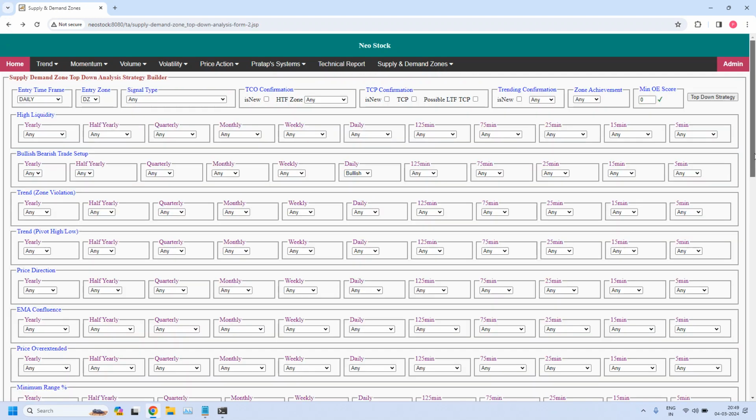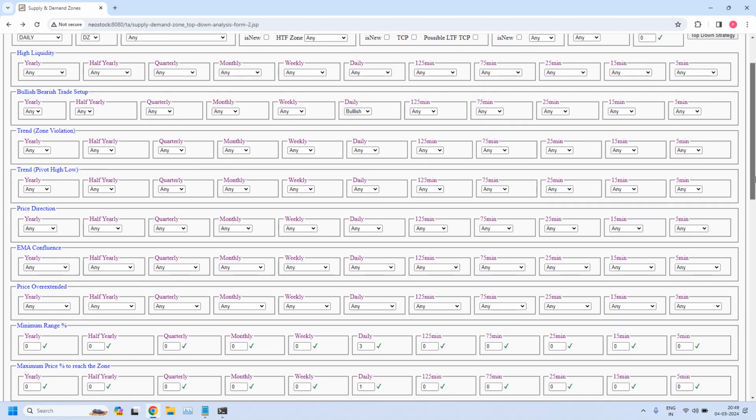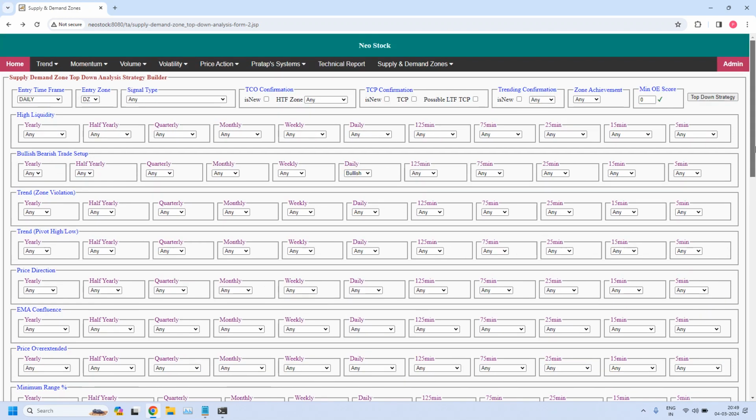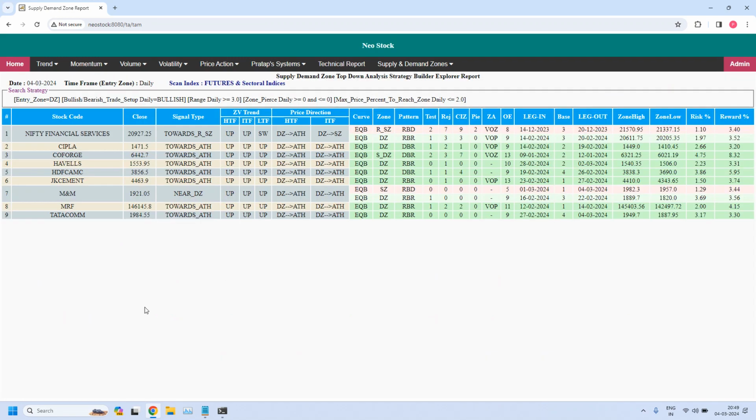Now what I do, I will set the 2% level. How many stocks are there? This includes those 3 stocks already listed. The new list will have those 3 stocks plus the remaining stocks within the 2% level to the demand zone. That means within 2% to reach the demand zone. Now a total of 9 stocks are filtered.